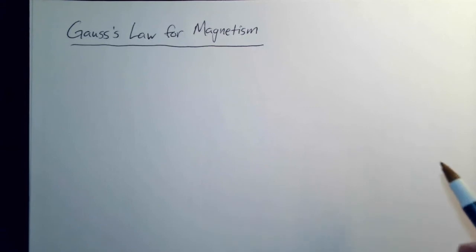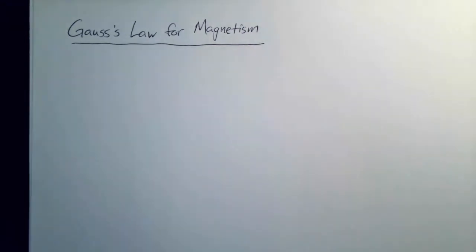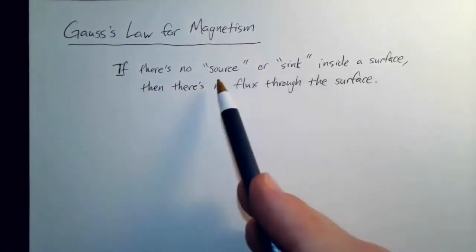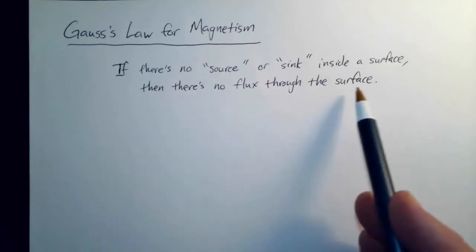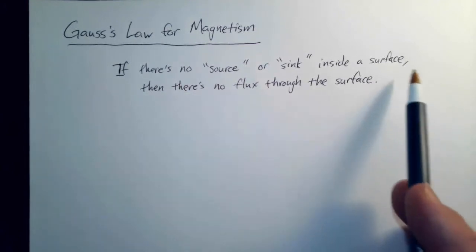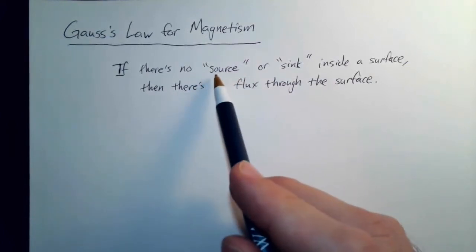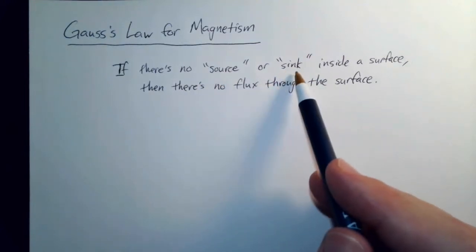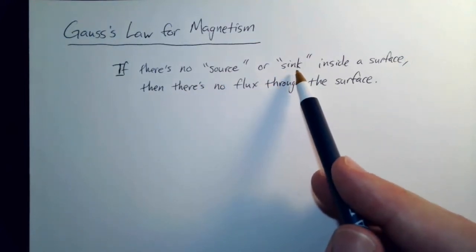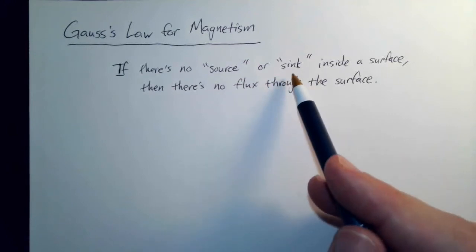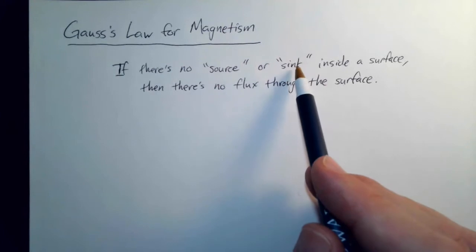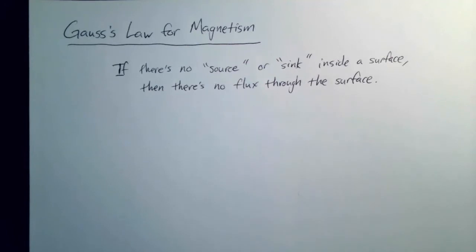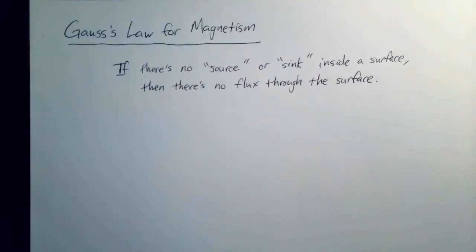And the basic idea behind all of them is that Gauss's law tells us if there's no source or sink inside a surface, I'll explain what that means in just a second, then there's no flux through the surface. So this is Gauss's law just in general. A source means something that the vectors are pointing away from. It's a source of outward going vectors, and a sink is something that the vectors are pointing towards. So it's like an inward going sink for the vectors. And if there's no source or sink inside a surface, then there can't be any vector flux through the surface.